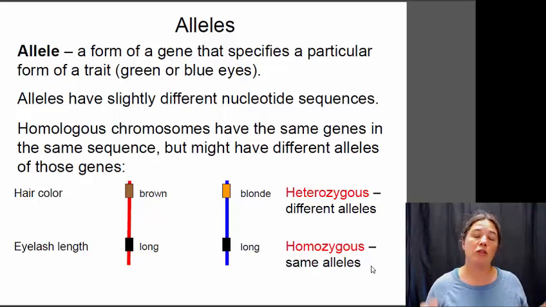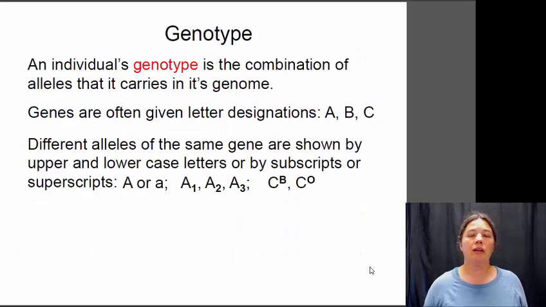Okay, so an individual can be heterozygous and homozygous at the same time. Now, when we're describing the genetic composition of a particular individual, we usually refer to its genotype. And the genotype is the combination of alleles that it carries in its chromosome.